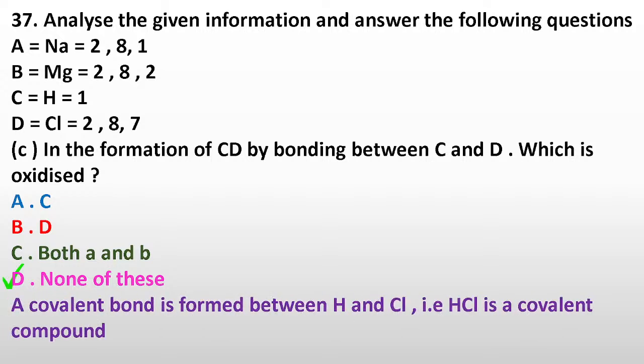Try to understand, a covalent bond is formed between H and Cl. That is, HCl is a covalent bond.